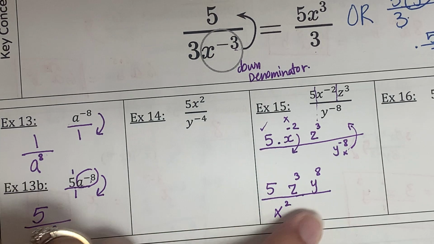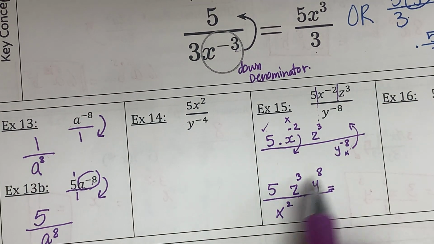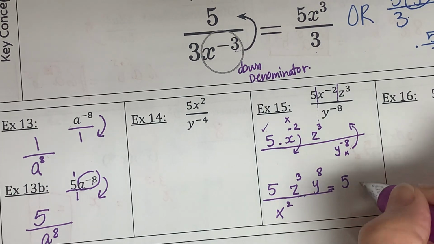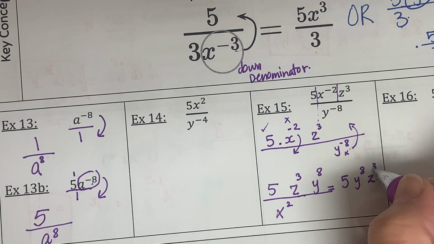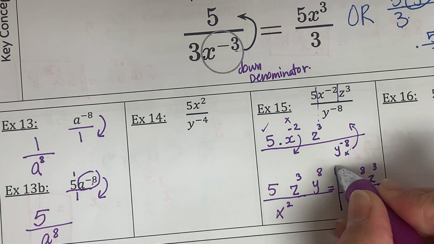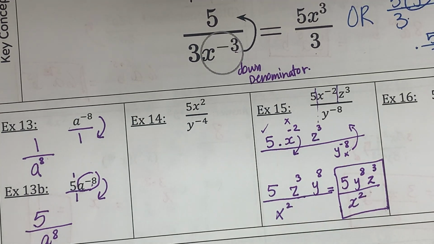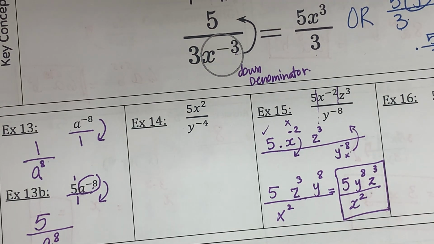So your final answer is this, but again, I'm gonna fix these letters. It should be A, B, C, D, X, Y, Z. So 5, y8, z to the power of 3 over x squared. This is your final answer. So all you do is, whenever you have a negative exponent, you just change its position from numerator to denominator or denominator to numerator. Do number 16 example by yourself.